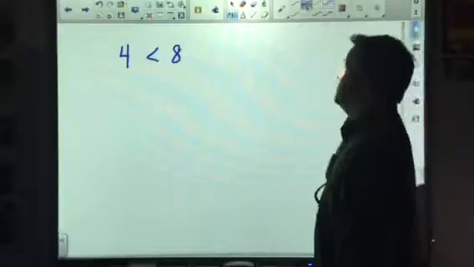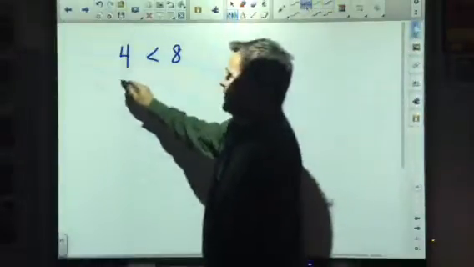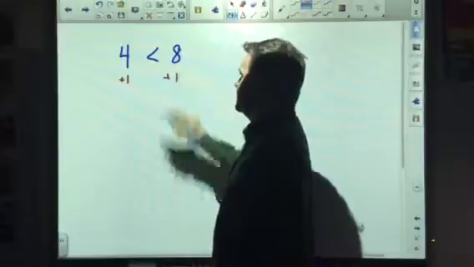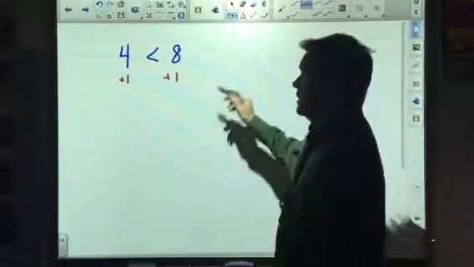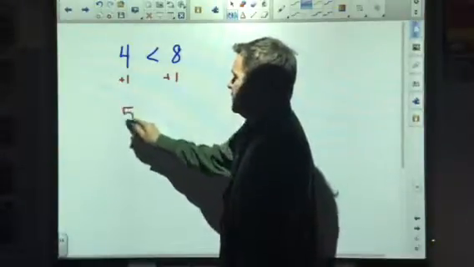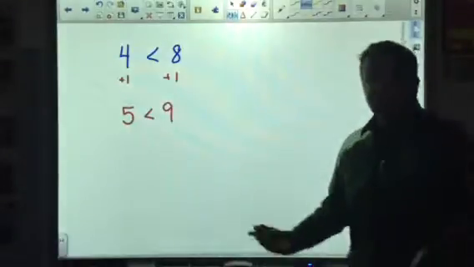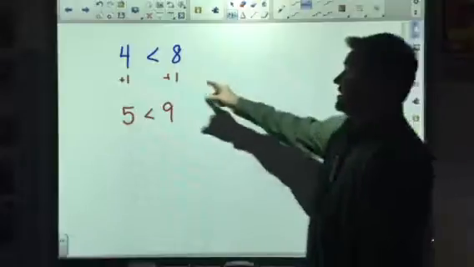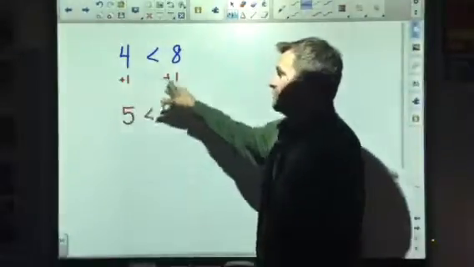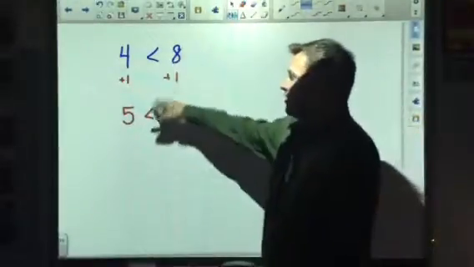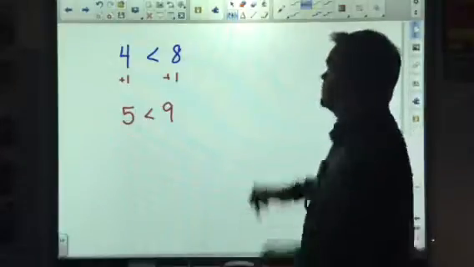So the first thing I'm going to do is add 1. If I add 1 to both sides, I would get 5 is less than 9. The statement is still true. So what this is saying is that I can do addition on either side and my inequality is not changed.